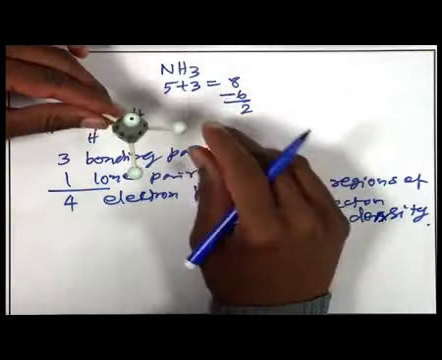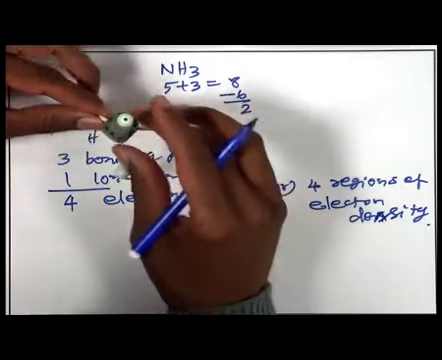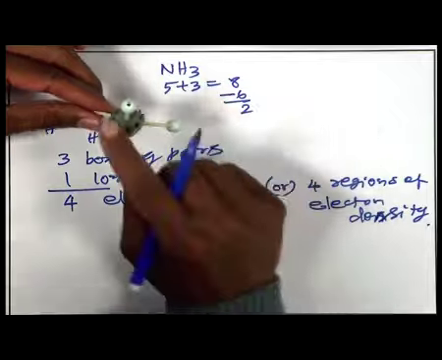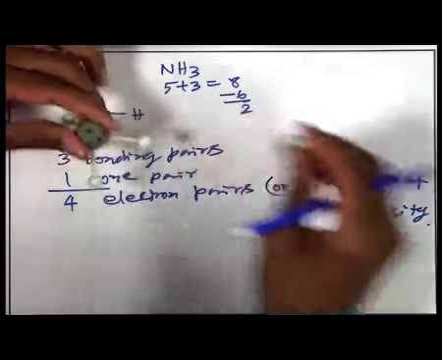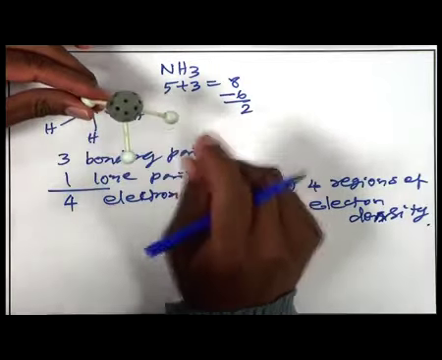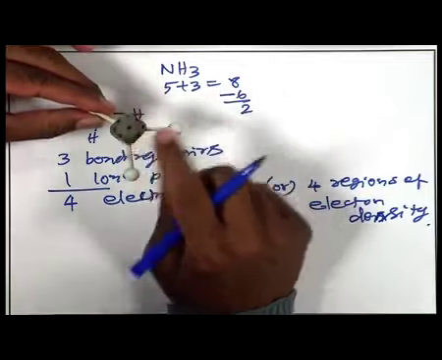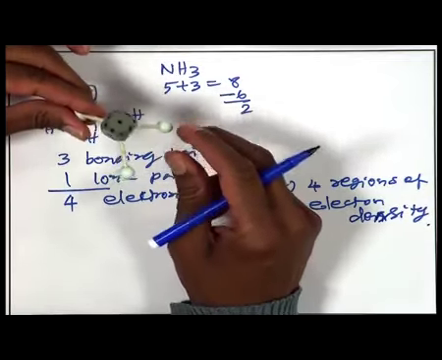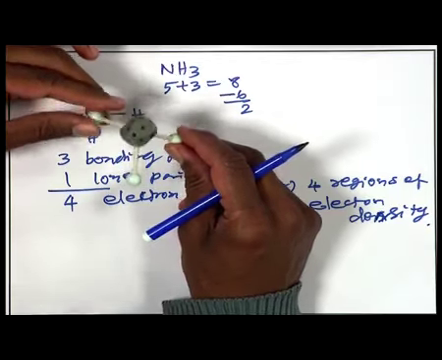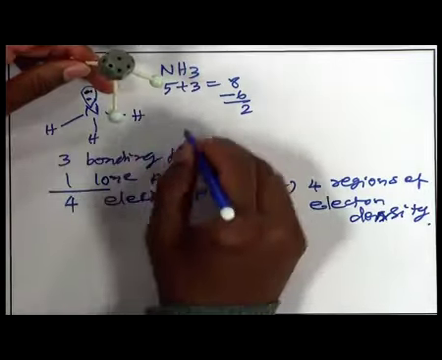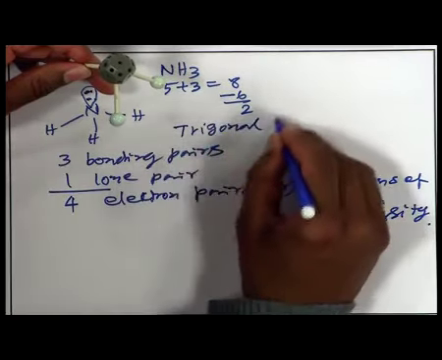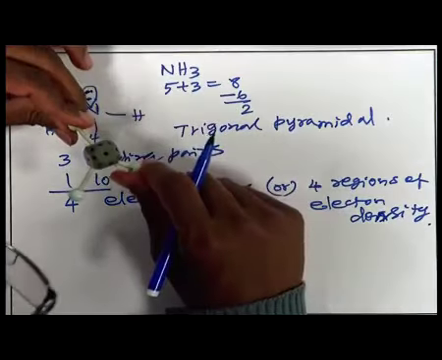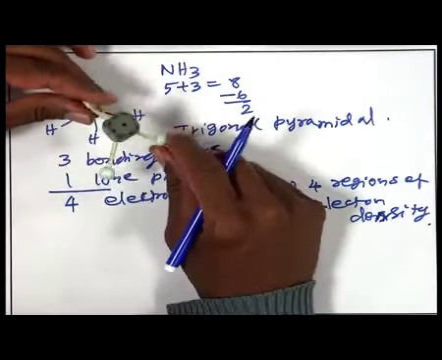Now this is a lone pair of electrons. To tell the shape of the molecule, we should not include the position occupied by the lone pair of electrons. So this should be removed. Now you can see that this is the ammonia molecule. The shape of this type of arrangement is called trigonal pyramidal. So the shape of the ammonia molecule is trigonal pyramidal because the shape is like this.